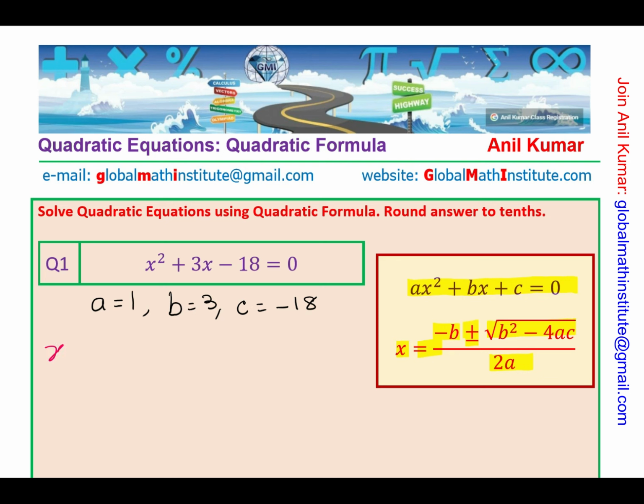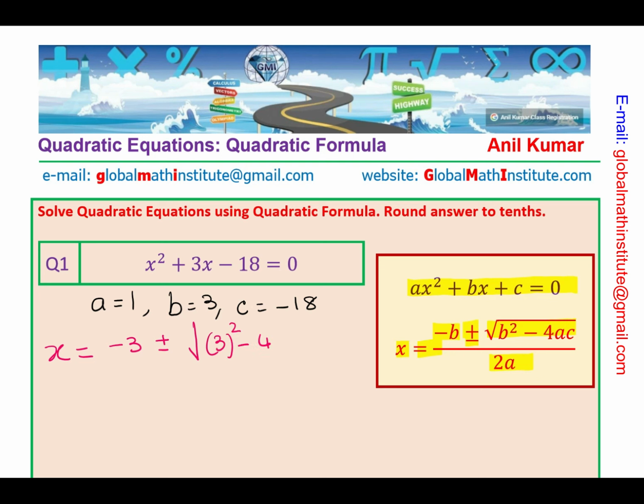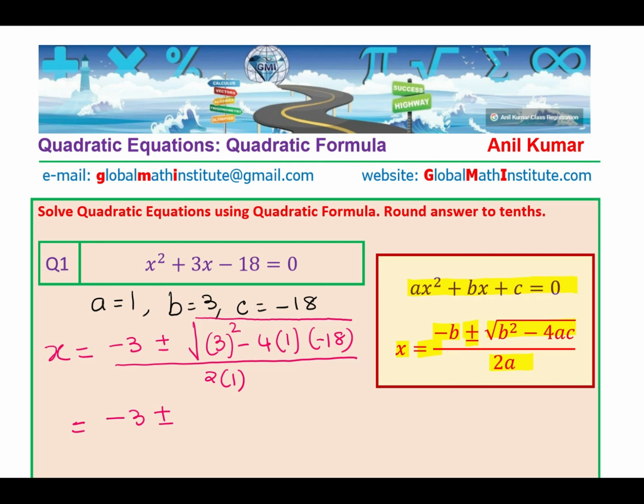So we get x as equal to minus of b, so minus 3, plus or minus square root of 3 square minus 4 times a, which is 1, and c is minus 18. Everything divided by 2 times 1, which is the value of a, right? So let's simplify this a bit. Normally, you just use a calculator and then calculate. But here, 3 square is 9, and you see that minus and minus is plus, correct?